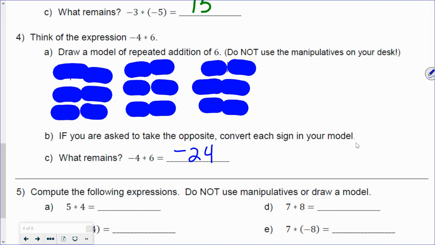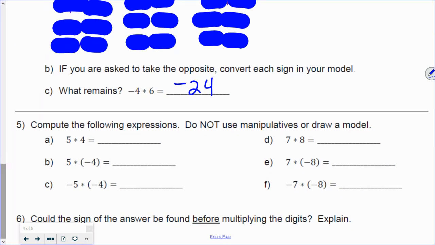So let's look at 5. If we compute the following expressions without actually having to draw it out, okay? So let's think. I know 5 times 4, that's 5 sets of positive 4, so that's a positive 20, okay? B, if we have 5 times a negative 4, well, our number's still going to be a 20, but instead of positive 4s, I have a negative.